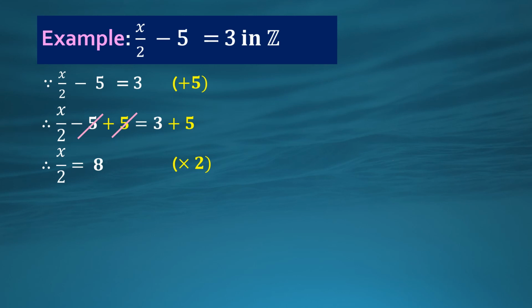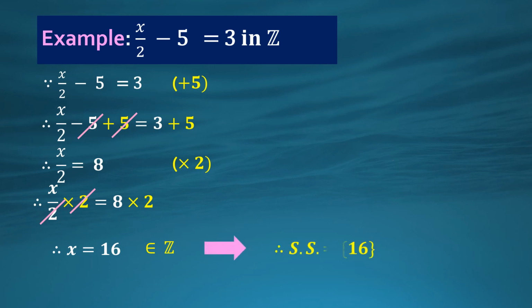Now, to cancel 2, you will multiply by 2 on both sides. So x over 2 multiplied by 2 equals 8 times 2. And we will cancel 2 with 2 to get x in the left side equal 16. And the solution set here will belong to Z. That means the solution set will be equal the set of 16.